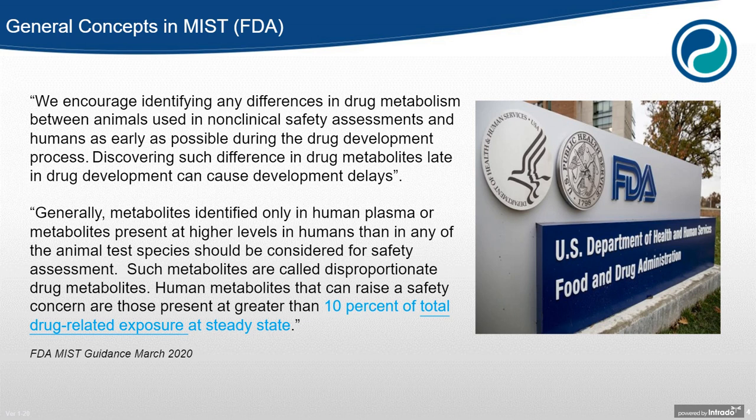And then addressing how they want us to address this, generally metabolites identified only in human plasma or metabolites present at higher levels in humans than in any of the animal test species should be considered for safety assessment. Such metabolites are called disproportionate drug metabolites. Human metabolites that can raise a safety concern are those present at greater than 10% of total drug-related exposure at steady state. There is another statement in their guidance. They also make reference to glucuronides as being metabolites that are of less concern. Could we have the next slide, please?